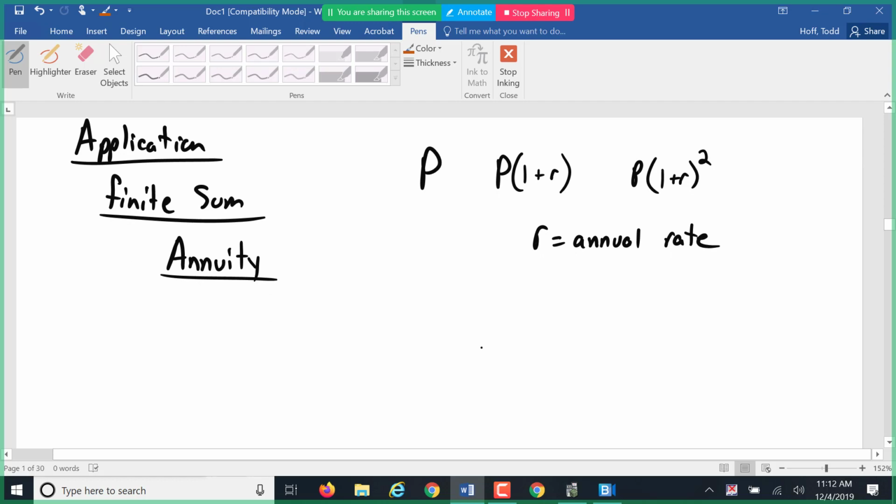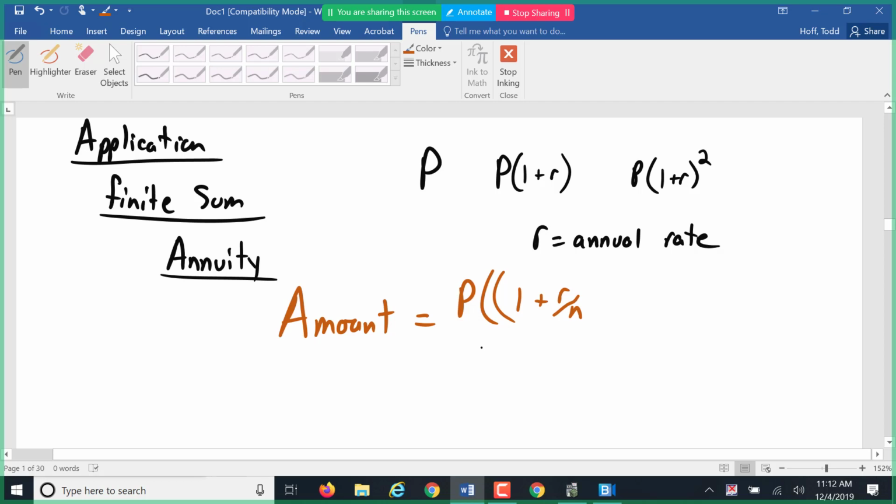The total amount in that annuity is equal to P, which is your payment amount, times, in parentheses, 1 plus r divided by n. That is just adjusting your rate for the number of compounded periods in a year. So if it's compounded monthly, n is 12.